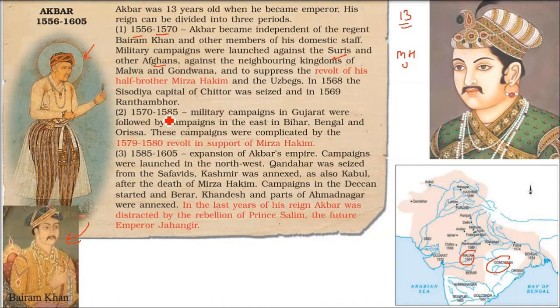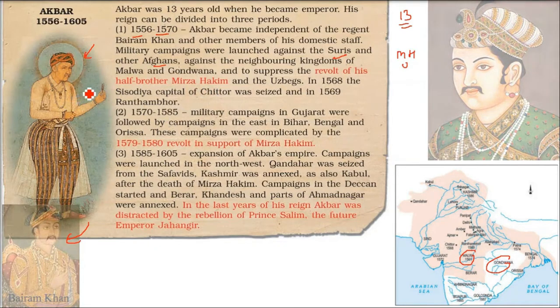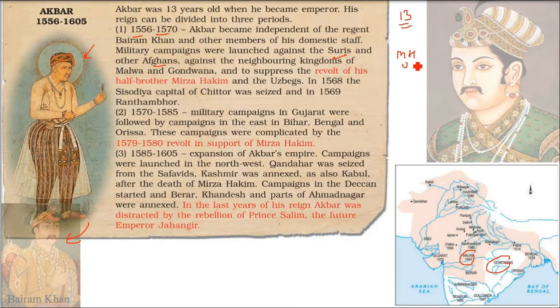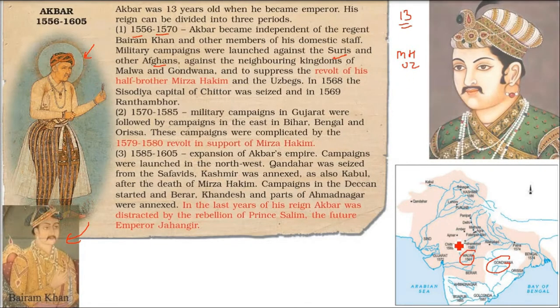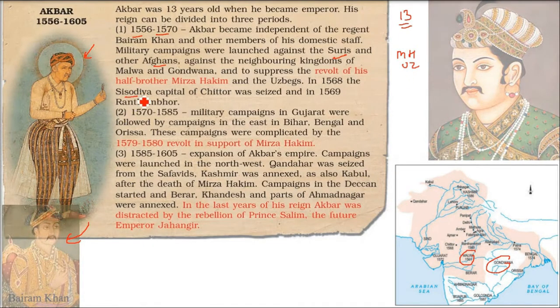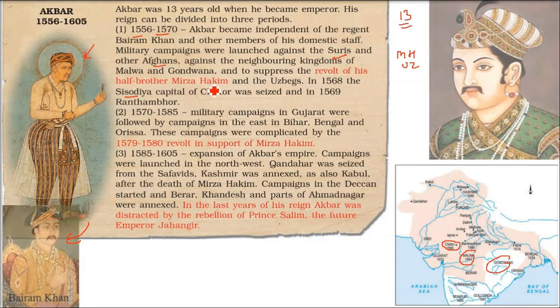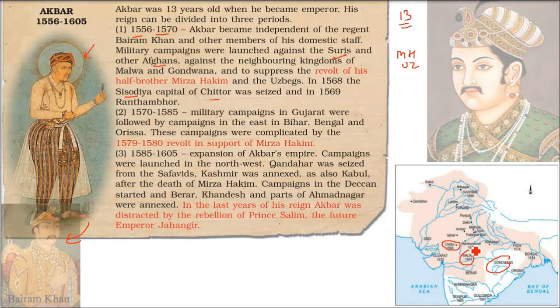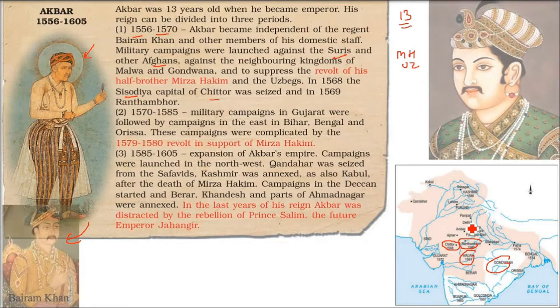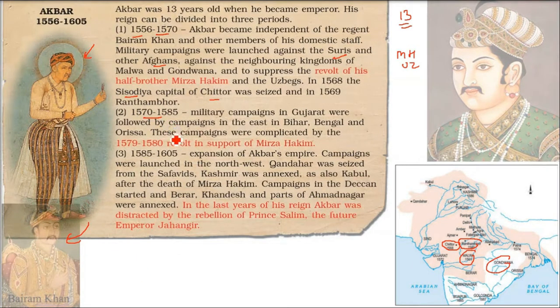And there was Mirza Hakim. He was the half brother of Akbar, and he was always revolting against Akbar. And other Uzbeks were also coming. And the Sisodia capital of Chittor was captured in 1568, and finally Ranthambore in 1569. So whenever Akbar defeated someone, he took care never to behave badly with them. 1570 to 1585.